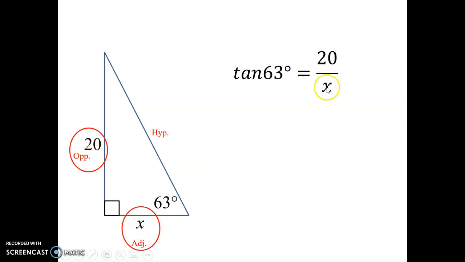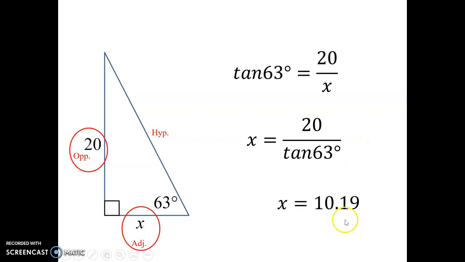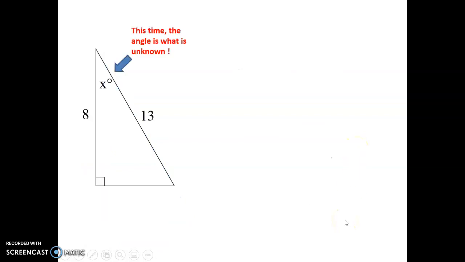Now the x is in the denominator. Whenever you're solving an equation like this, you can multiply by x on both sides, so x goes here, and then you divide by tan 63, which means tan 63 goes down here. An easy way to remember is you just swap these two values: that x goes there, that tan 63 goes there. Now punch this on your calculator, let's see what we get. Your answer is 10.19. Great.